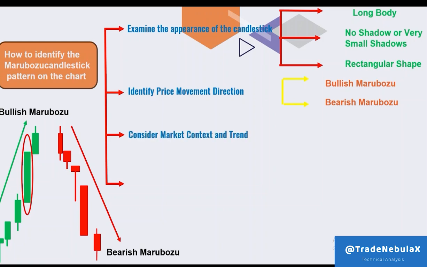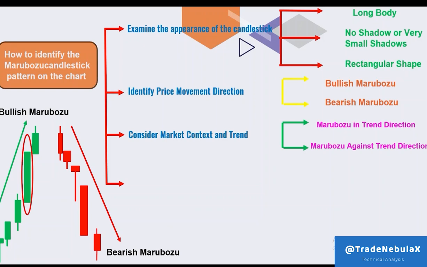Step 3 is to consider the market context and trend. When evaluating Marubozu candles, paying attention to the overall market context and trend is very important. Depending on the conditions in which this pattern appears, it can convey different messages. A Marubozu in the direction of the trend indicates the continuation and strength of the current trend. A large Marubozu against the trend can serve as a warning of a potential change in the trend.